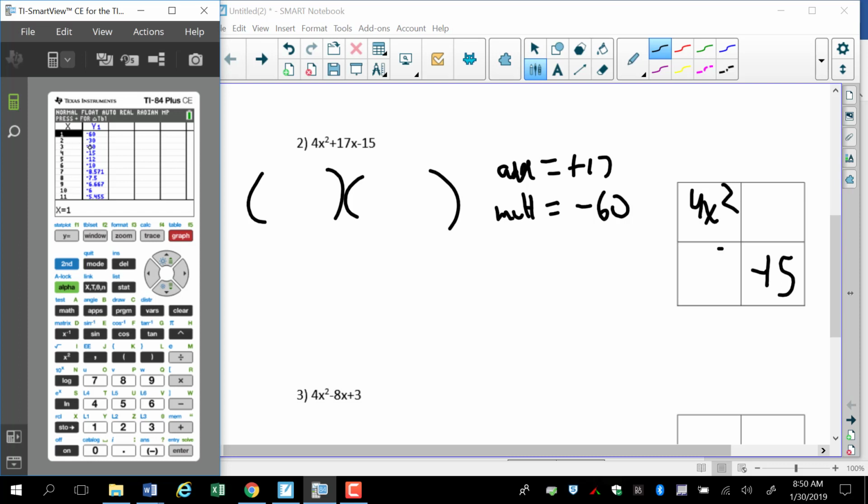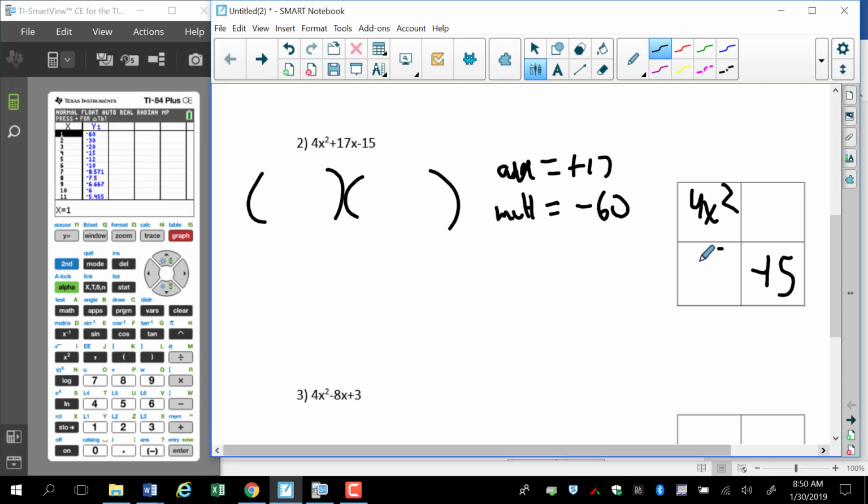3 plus negative 20 is going to give me negative 17, so I can put a 3x in here and negative 20x there. So again, it multiplies to negative 60 and adds to 17. The problem is, you notice I kind of made a mistake. See how this and this are going to add to negative 17?